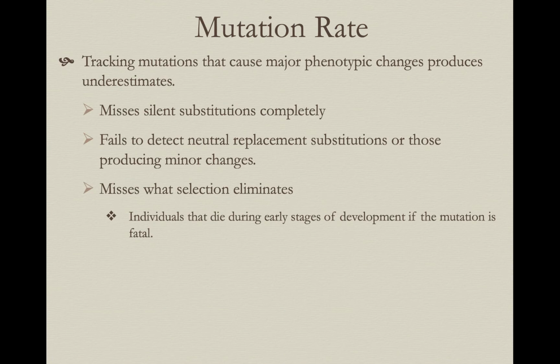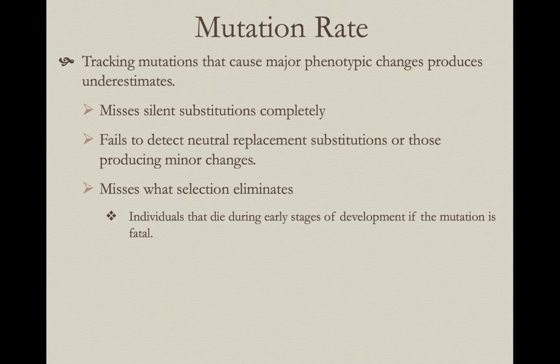But tracking exactly what the mutation rate is can be difficult. Studies that at first just try to track changes in phenotypes to get an estimate of mutation rates are really going to get underestimates. And this is because, in one part, they're completely missing silent substitutions, right? Because those really are mutations, but they're going to give you the exact same amino acid in the exact same place, and so the phenotype isn't going to change. So a mutation occurred, but you're not going to see it if you're just tracking phenotypic changes.